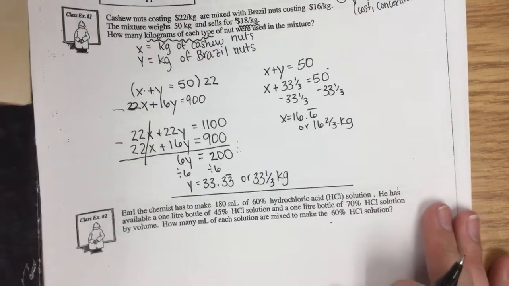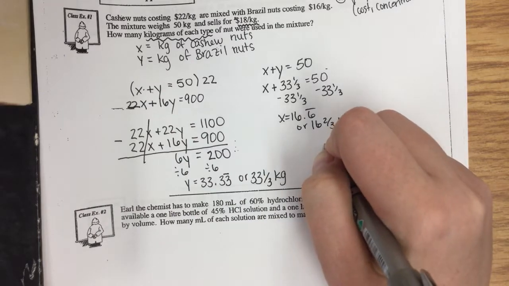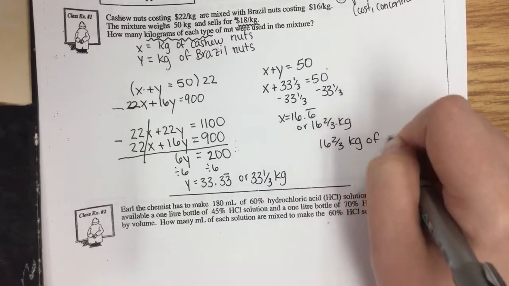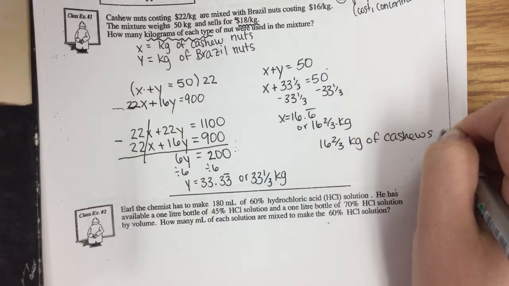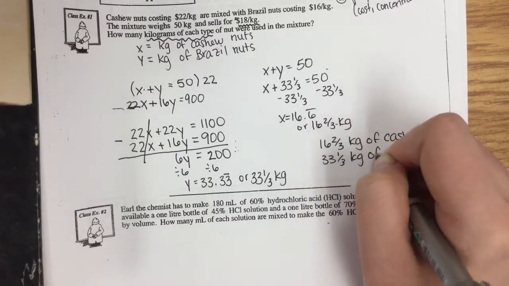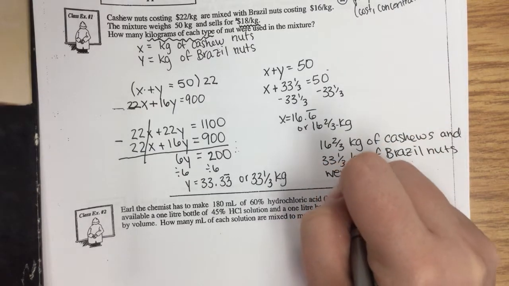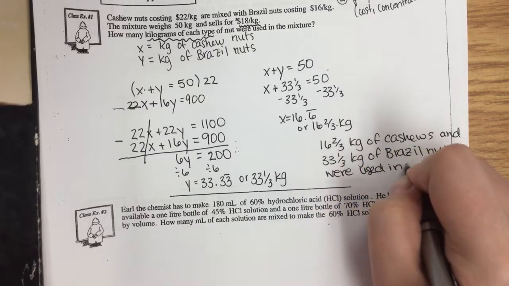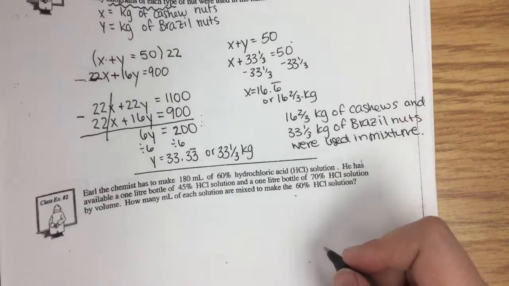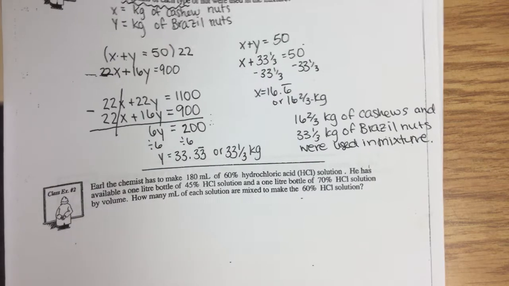And so I'm going to state my solution to the problem. The question was, how many kilograms of each type of nut were used in the mixture? Well, x, 16 2/3 kilograms of cashews, and y, 33 1/3 kilograms of Brazil nuts were used in the mixture. Okay, so 16 2/3 kilograms of cashews, 33 1/3 kilograms.